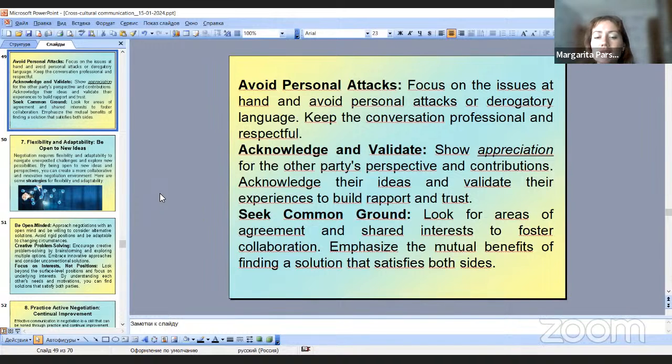We must seek common ground. Look for areas and shared interests to foster collaboration. So we line up or emphasize the mutual benefits of finding a solution that satisfies both sides.